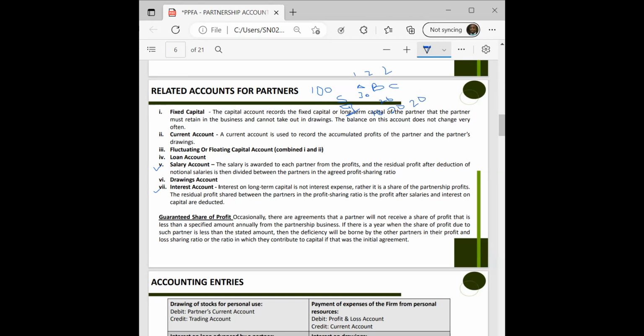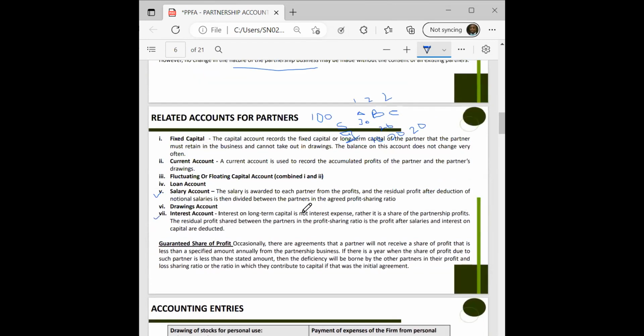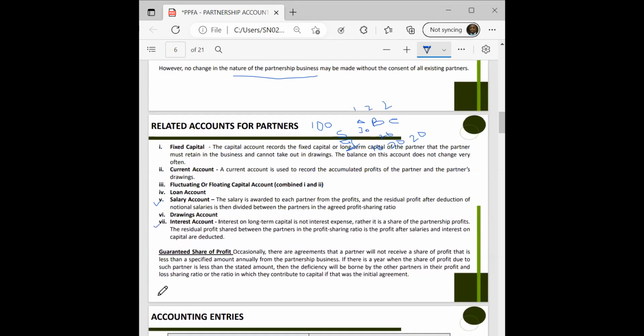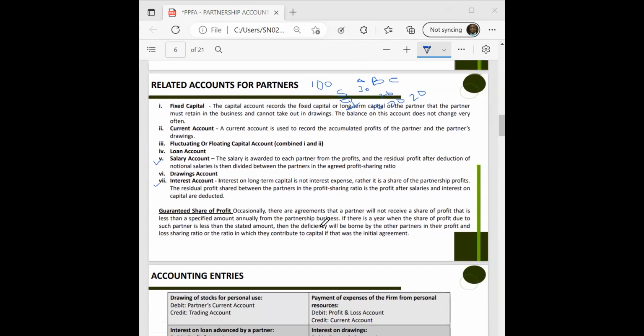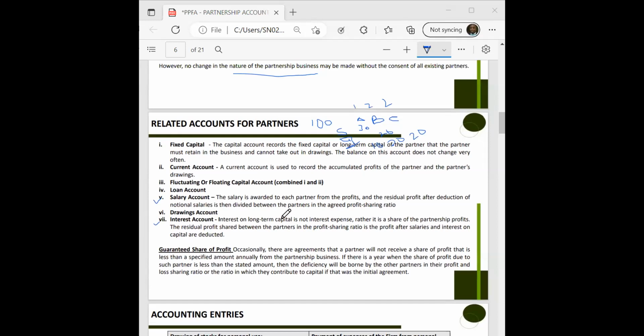So let's look at guaranteed share of profit. Let me quickly take a stop here. So far, are there any questions? Am I flowing? Should I continue? Should I slow down? Unmute your mic, give me feedback.